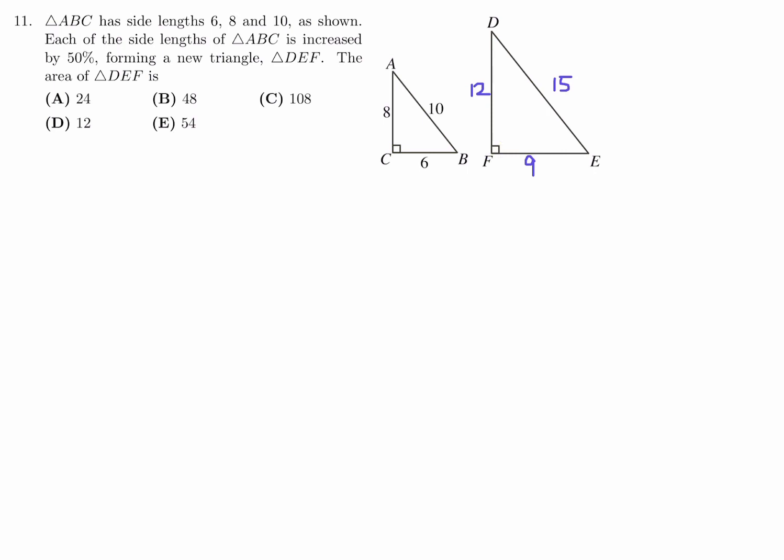So they want the area of this new triangle. All right, no problem. 1/2 base times height. The base is 9 and the height is 12. So that looks like 9 times 6, which is 54. And therefore, number 11, the answer is E.